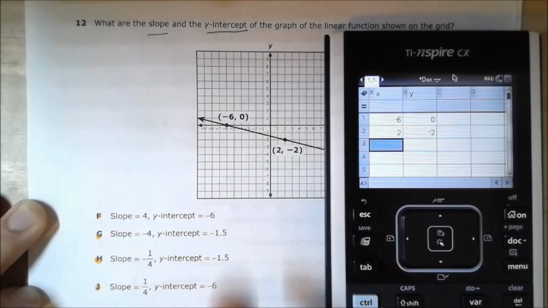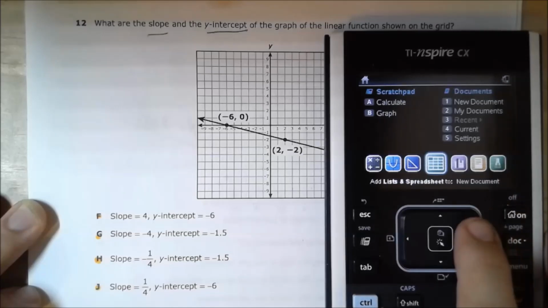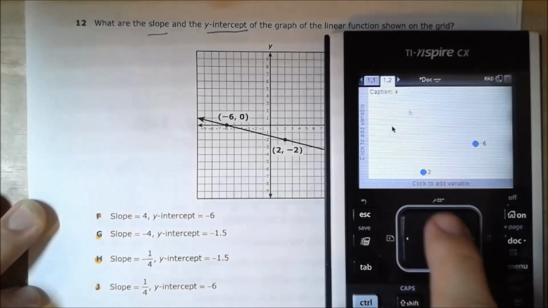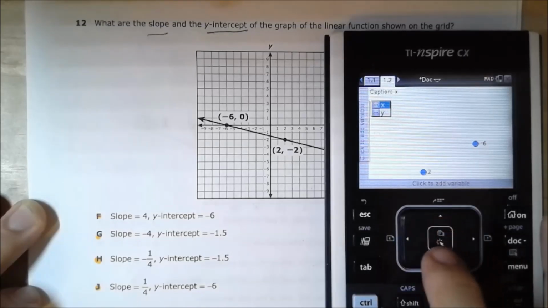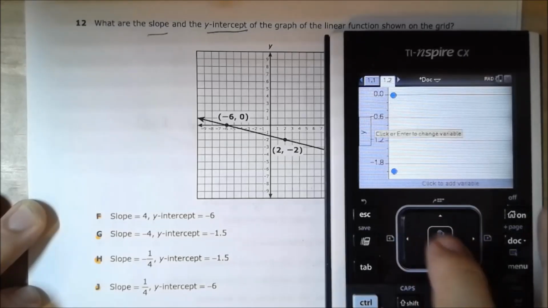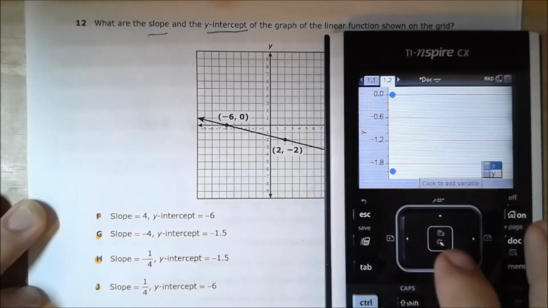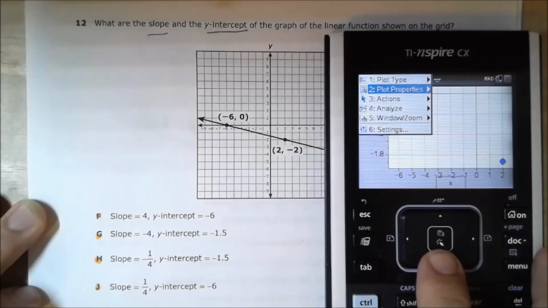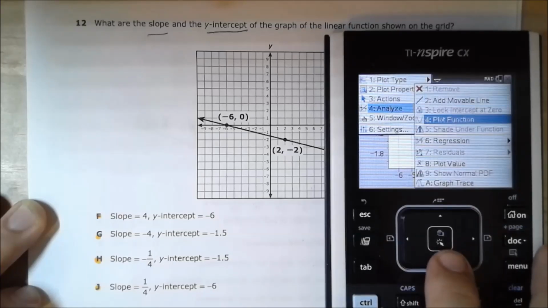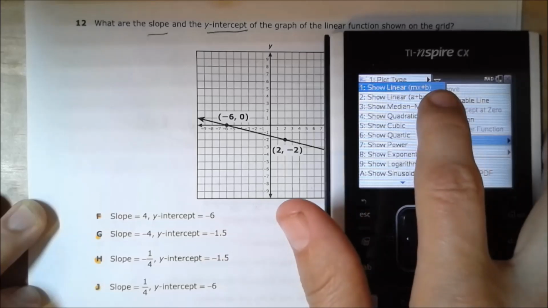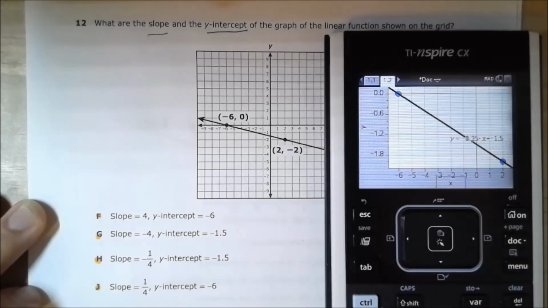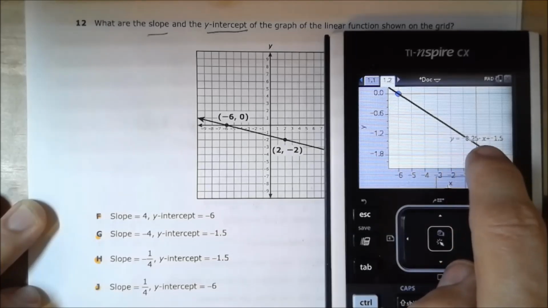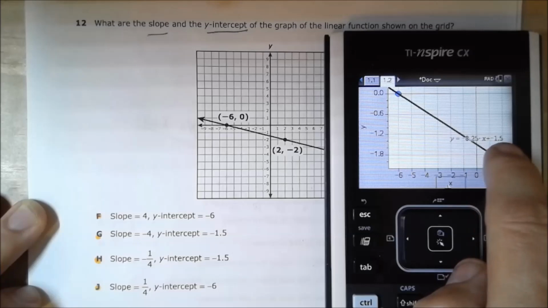Now that I've got that put in, I'm going to go ahead and hit my home button, go over to statistics, hit enter, and then we need to go over here to our y-axis, which is always to the left. Change that to Y, change the X at the bottom, hit enter. Then I want you to hit menu, option 461, which is analyze, regression, and then show linear mx plus b. And there's our equation. We have -0.25x plus -1.5.